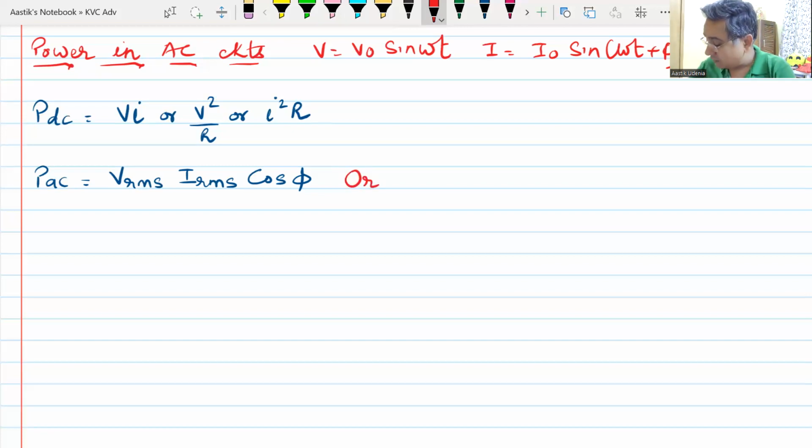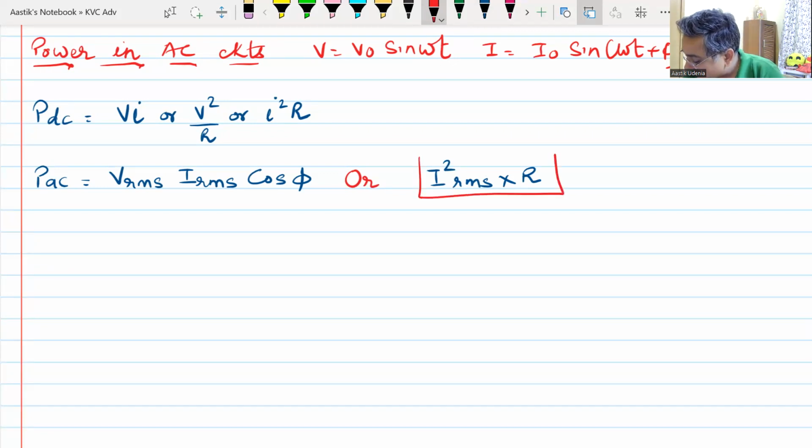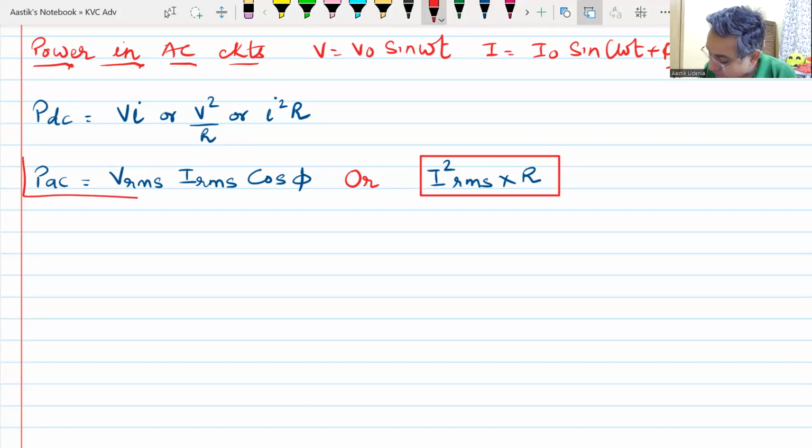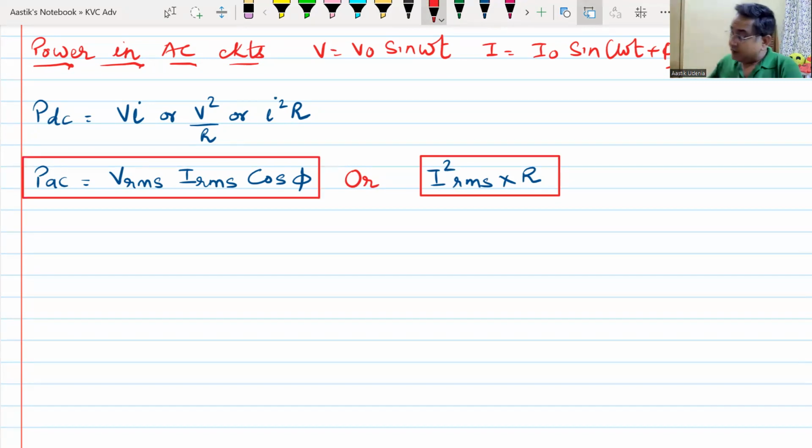Now, this is one formula of power, but you must remember one more formula of power, and this one is going to be very important: I square RMS multiplied by R. This is the formula that I am going to use in most of the cases. But you can also use this formula, which is the power in an AC circuit. But whenever we are talking about power, it is actually the average power over one cycle.